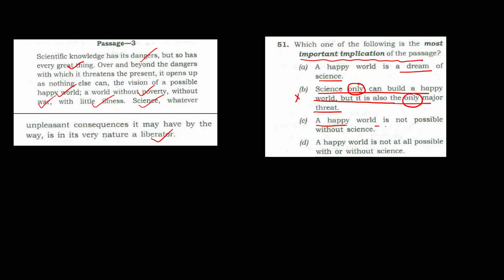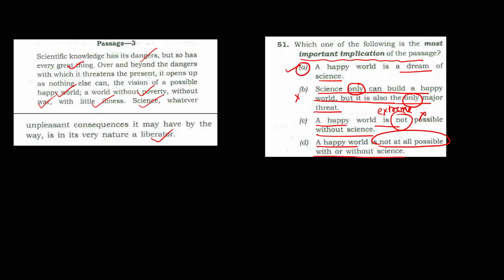Let us read. A happy world is not possible without science. This is again an extreme phrase which we can eliminate: "not possible". Third, it says a happy world is not at all possible with or without science. So again, you can see this is also an extreme expression. So we get option A as the answer.